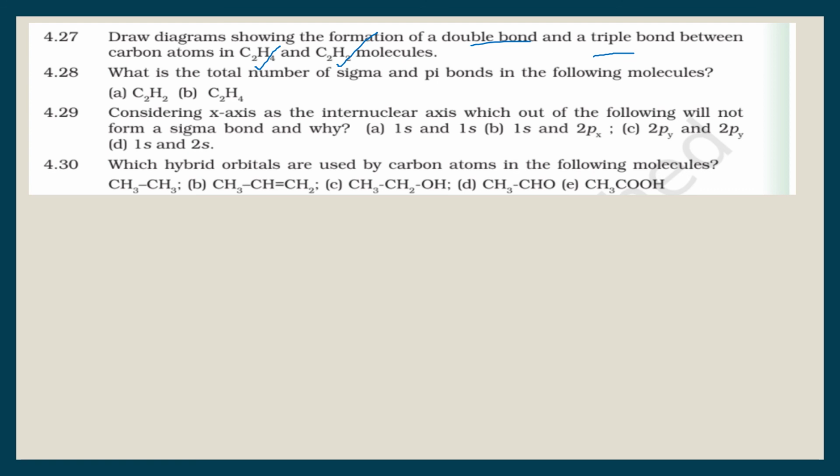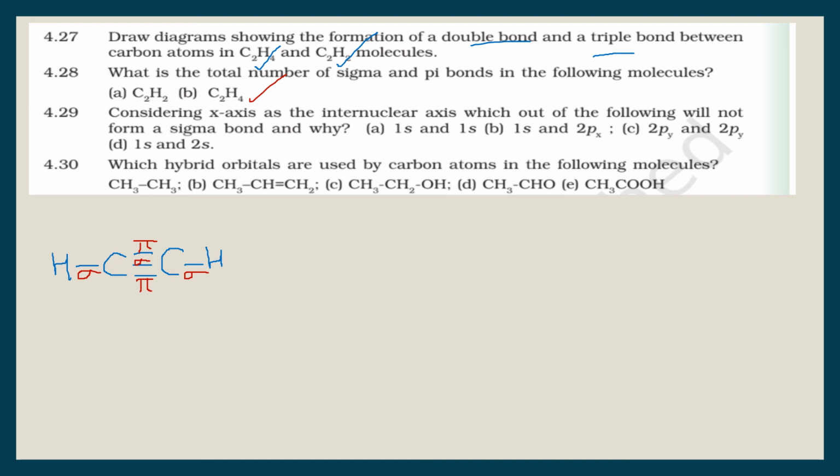Then what is the total number of sigma and pi bonds in the following molecule? If I simply draw the structure of C2H2, we know that it's an alkyne. There has to be a triple bond. Now let us see how many sigma and how many pi. Triple bond: 1 sigma, 2 pi. And this is also head-on overlap, another sigma, another sigma. So I can clearly see that in C2H2 you have 3 sigma and 2 pi. Same way you can do it for C2H4.